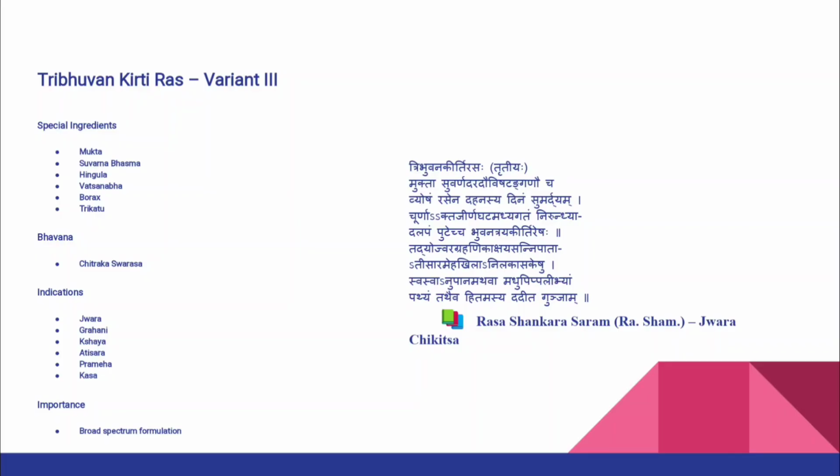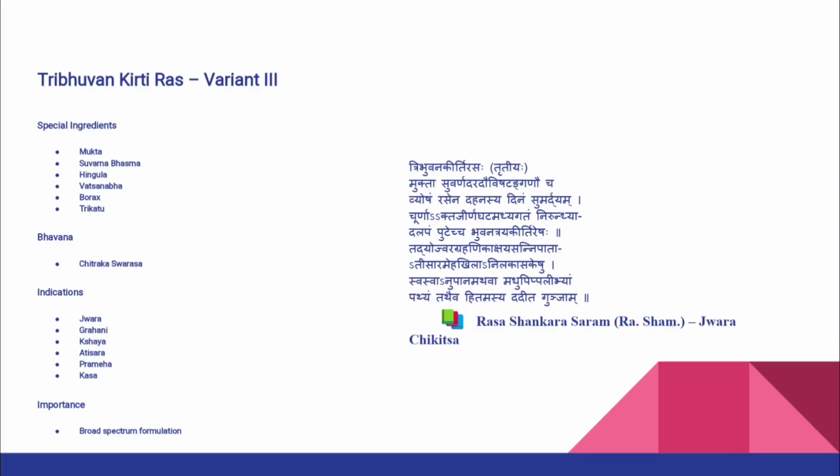Here the ingredients are mukta, swarna, darad means hingul, visha means vatsanabh, and tankan means borax, and vyosha, that is trikatu. Method of preparation: take equal parts of all the above ingredients and grind into a fine powder. Triturate with the juice of dahan, that is chitrak, for 1 full day.